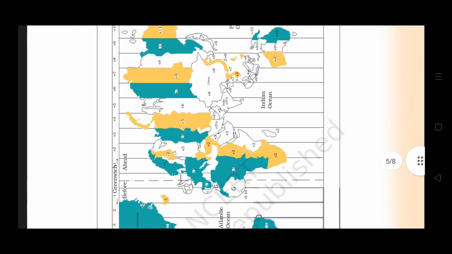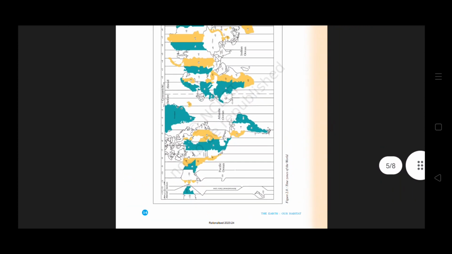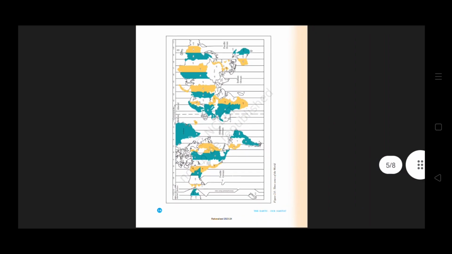Okay, So there's a figure. Let me rotate the screen. It's not rotating. Okay, let me make it small.